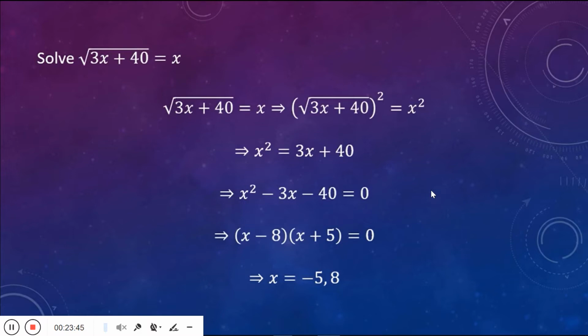Well, if you take negative 5 and plug it in for x, what's inside of our square root is still positive, so that's fine. If you take x equals 8 and substitute it in for x, what's inside of our square root is still positive, so that is still fine. So these are two valid answers, x equals negative 5 and x equals positive 8.